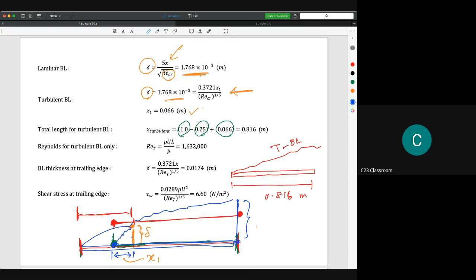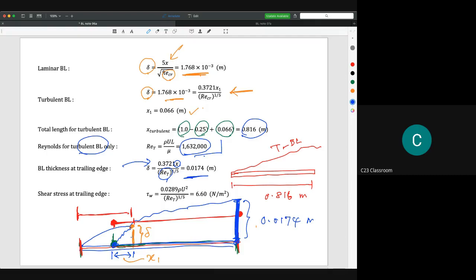So we calculate the Reynolds number for the turbulent boundary layer, rho UL over mu, substituting 0.816, and we get 1,632,000. Then the boundary layer thickness at the edge here can be calculated by using this equation, which is the equation for the boundary layer thickness for the turbulent boundary layer. We substitute x as 0.816 meter, and the Reynolds number is this number. So we get 0.0174, meaning that the boundary layer thickness at this location is 0.0174 meter.